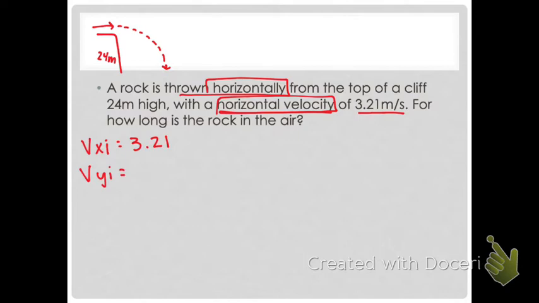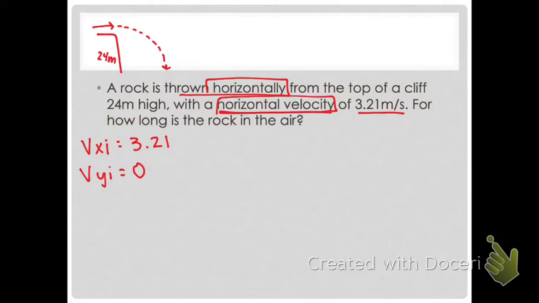Which means what does Vyi equal? No. What did we just say about this? If it's thrown horizontally, what does Vyi have to be? It has to be 0. When it leaves the cliff, it is only moving horizontally. It would be like saying he's got a velocity of 3.21 meters per second east, right? If my velocity was 3.21 meters per second east, does it have a y component? No. That's the same thing that we're talking about here.